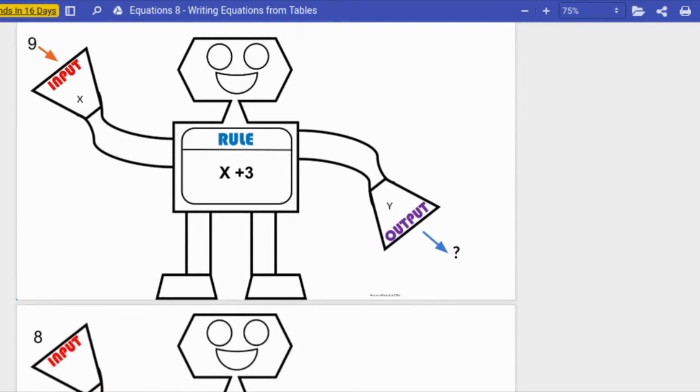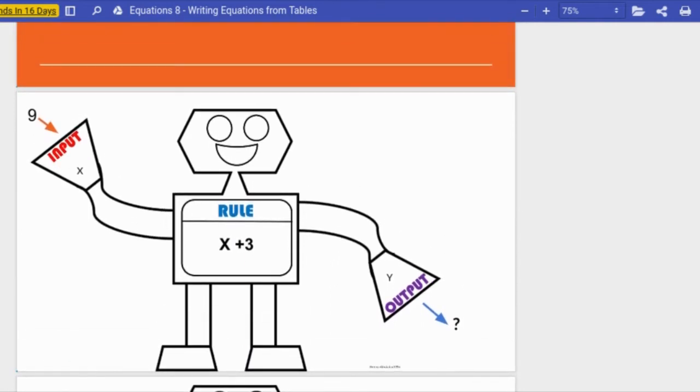So last year in fifth grade, you talked about input-output tables and you looked at them kind of like a machine. So when you put a number in, the machine does something to that number and then you get another number out. So if we look at it like this, here's our input and we're going to put 9 in. We're going to call our input X. Anything that goes in is going to be called X. Then we have what the computer does, our rule. And in this case, we're going to take whatever X is and add 3. And then we get the output, which we're going to call our Y.